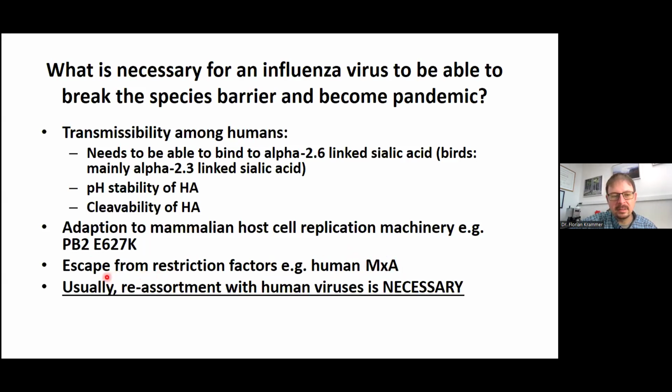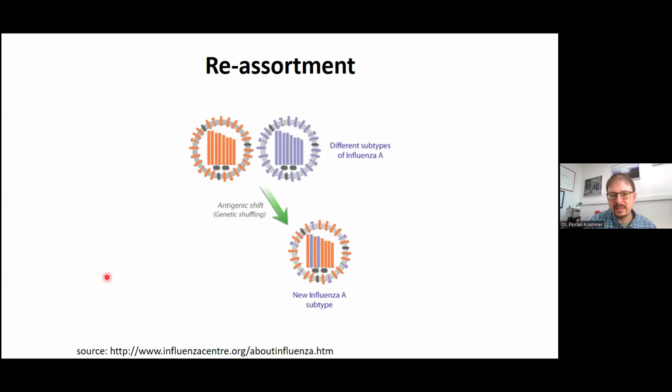And typically, it's not the case that an avian influenza virus just jumps into humans and then starts to spread from humans to humans. Typically, what you have is a reassortment event, right? I talked about this genomic segments earlier, and so when you have two different influenza viruses, they have their 8 genomic segments each, right? But if they infect the same cell, they can actually exchange genomic segments.